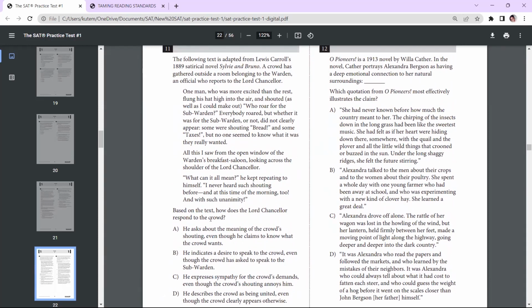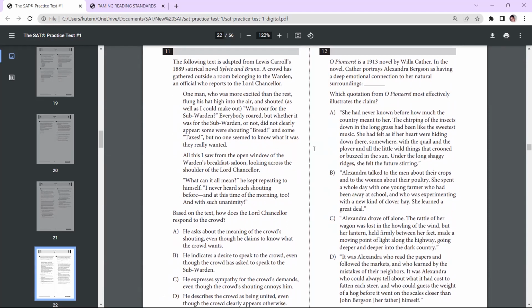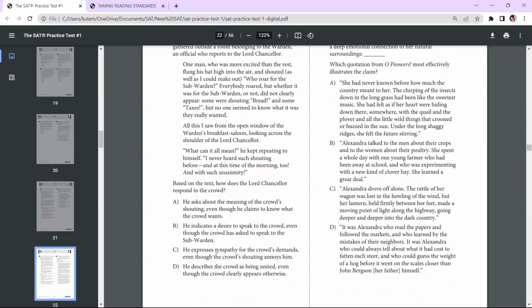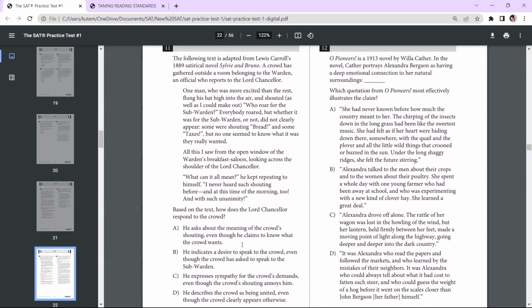Do we agree with D, or does anyone disagree? That's fine. I get it. Okay, so it was just one simple word, the word sympathy. Same here. Okay, great. So this word sympathy kind of throws it off. Everything else is correct, right? He did seem to be annoyed, but we don't see him expressing sympathy for the crowd's demands. So it's just those little details that could easily throw you off, but you need to pay attention to everything. Make sure your answer is 100% correct.